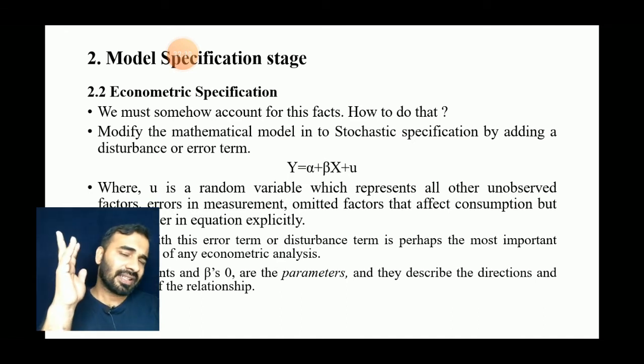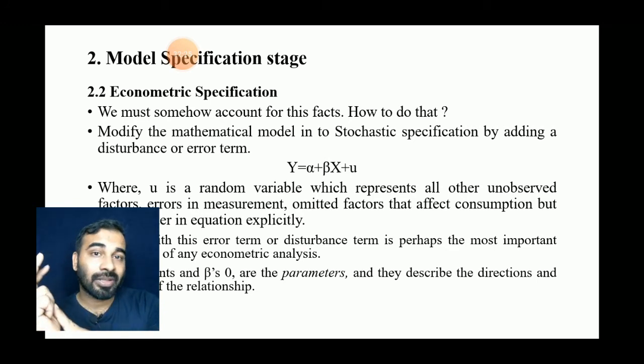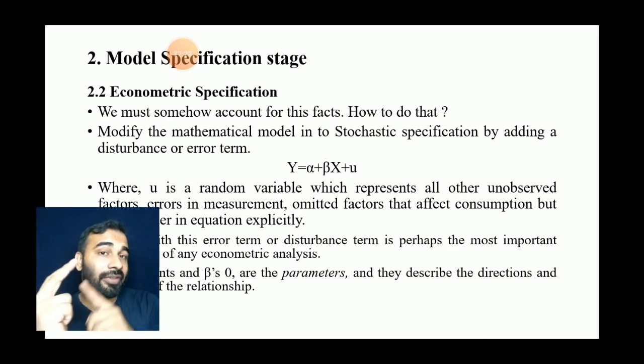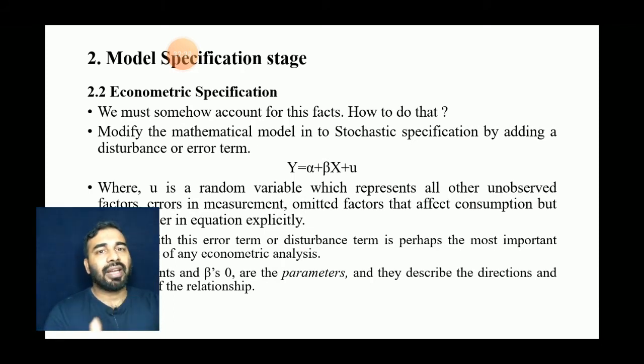We discussed theoretical formulation, then we discussed specification of the model. In specification of the model, we first discussed mathematical specification and the problem with it, then why we need an econometric specification, then how to modify a mathematical equation into a more econometric specification, and what U is, what are the things this U will capture. Okay, I hope it's clear now.